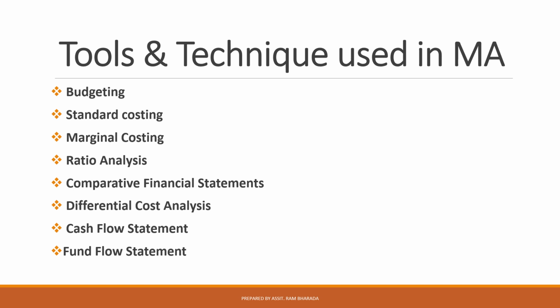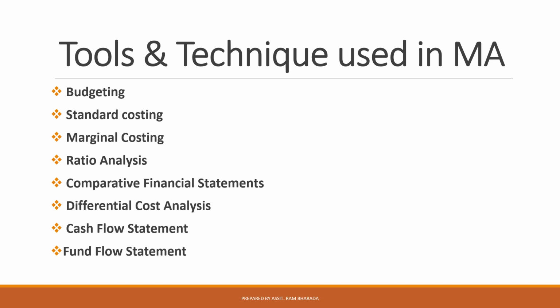Next, comparative financial statements. In comparative financial statements, we compare the balance sheet and profit and loss account of the current year with the previous year, and we try to find out whether there is an increase or decrease in the incomes, expenditures, liabilities, and assets. Next one is differential cost analysis. In this, we try to understand the various parts of cost analysis by calculating the difference in the present cost and past cost.